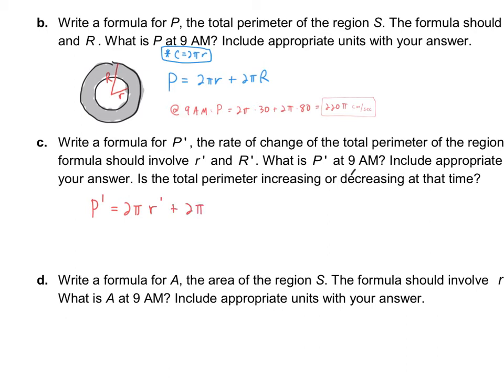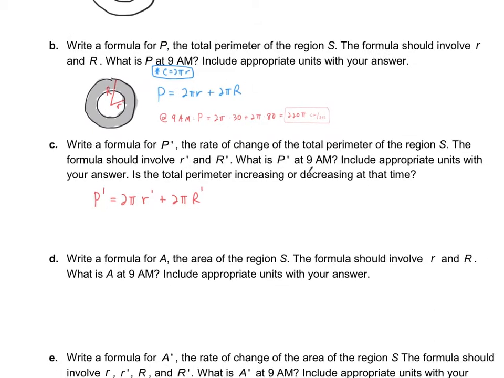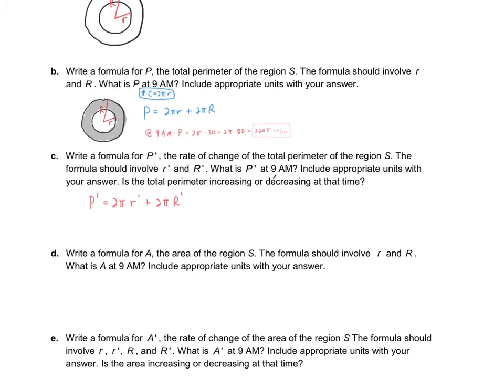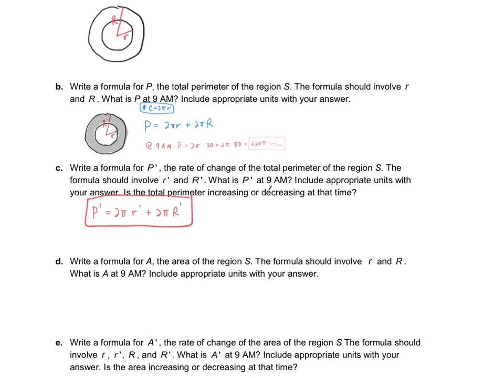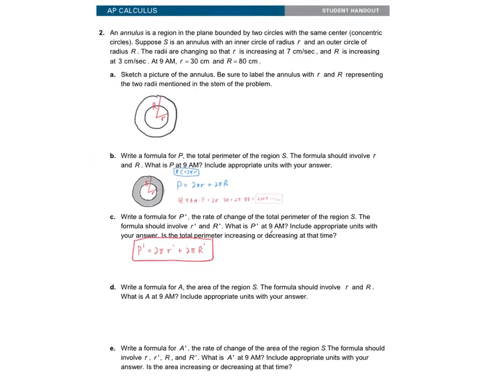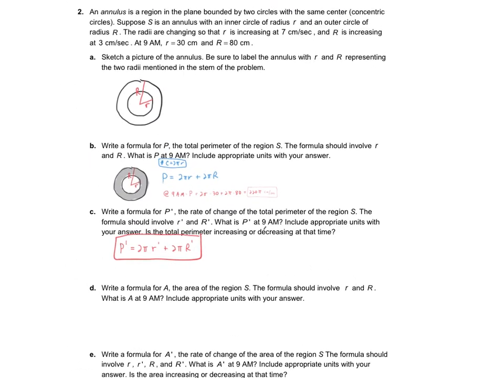And then the same idea, 2 pi big R prime. Okay, so that's the formula that they asked for. Okay, what is P prime at 9 a.m.? Include appropriate units with your answer.